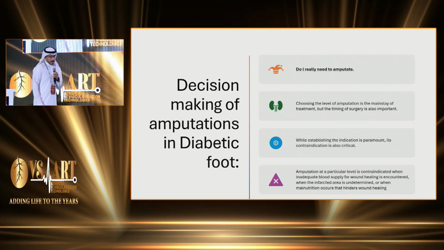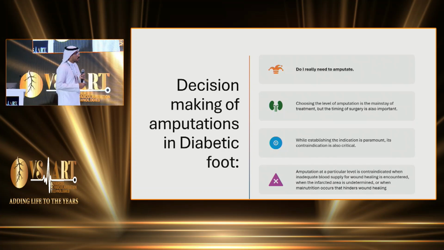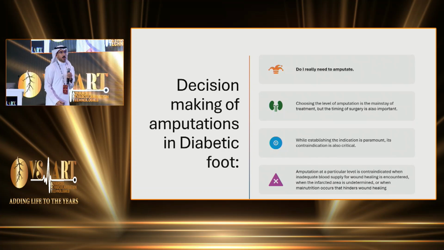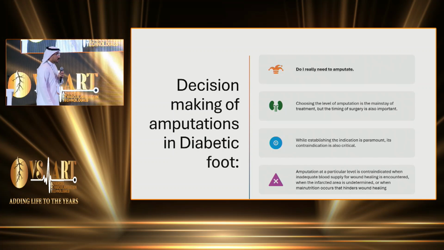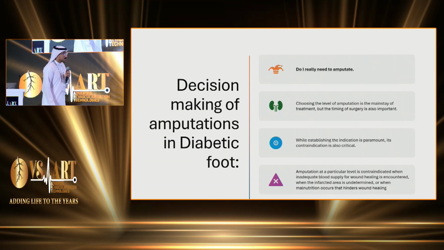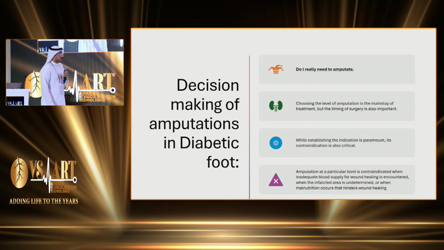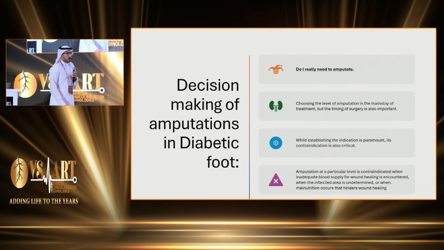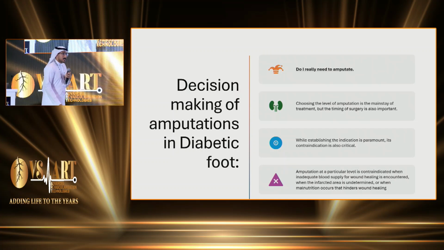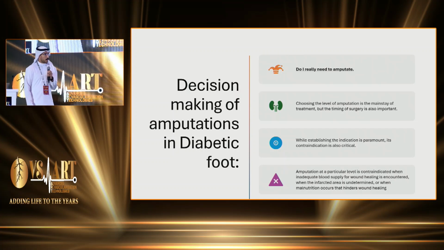In making the decision of amputation in diabetic foot, we will consider whether we really need to amputate, or, as Dr. Maram has mentioned before, whether there is any other chance for arthroplasty or partial amputation of the toe, or whether I have to go aggressive with a more proximal amputation. Choosing the level of amputation is the mainstay of treatment, but the timing of surgery is very crucial and important. Establishing the indication is paramount, as is considering the contraindications. If the patient has inadequate blood supply, it's contraindicated to go for conservative amputation, because that will lead to failure of wound healing.